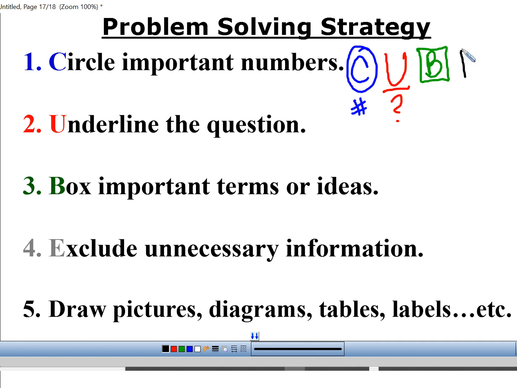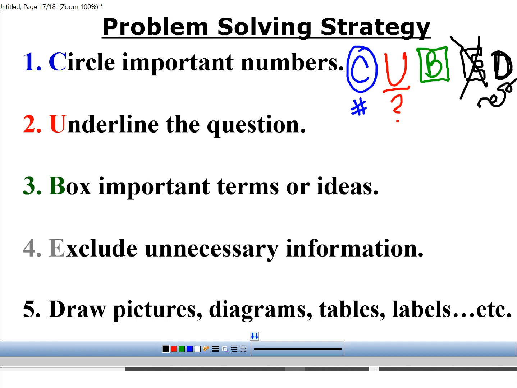Then I go to E. And look what I do to E. I cross it out because it says what? Exclude any unnecessary information. And the last one, the letter D. Letter D stands for draw pictures. And I'm just going to do a little scribble down here. There you go, just to remind me that I need to draw pictures, okay?